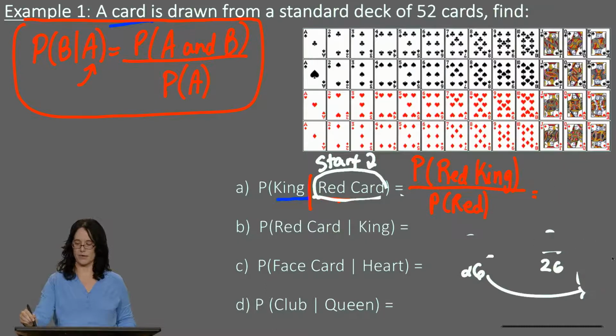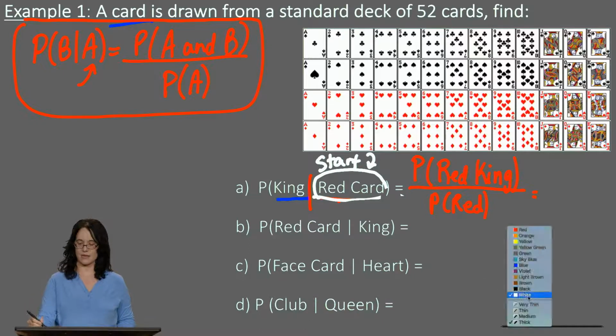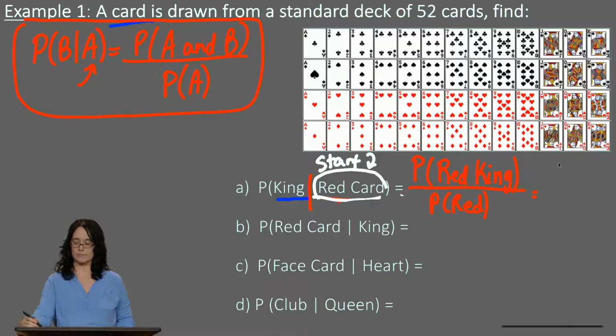Go ahead and pause the video and try it on your own. Okay, you might be thinking, Professor, I think it's the same answer, isn't it? I mean, they look pretty similar. The last answer was 1 out of 13. Let's see if that's what the answer is here.